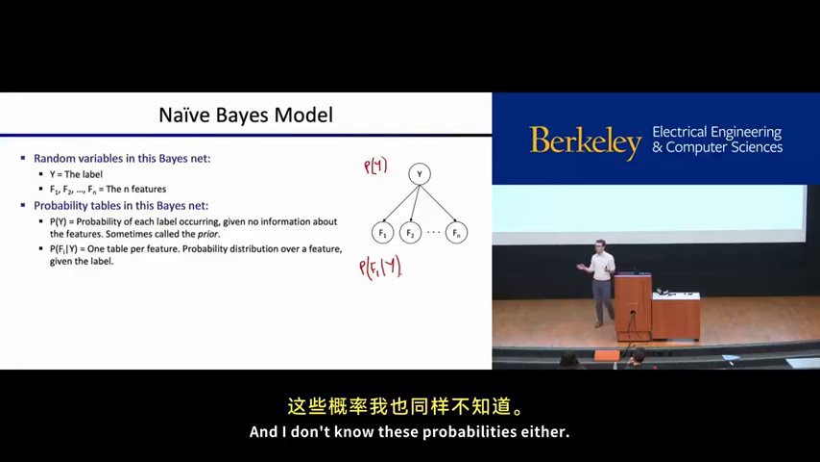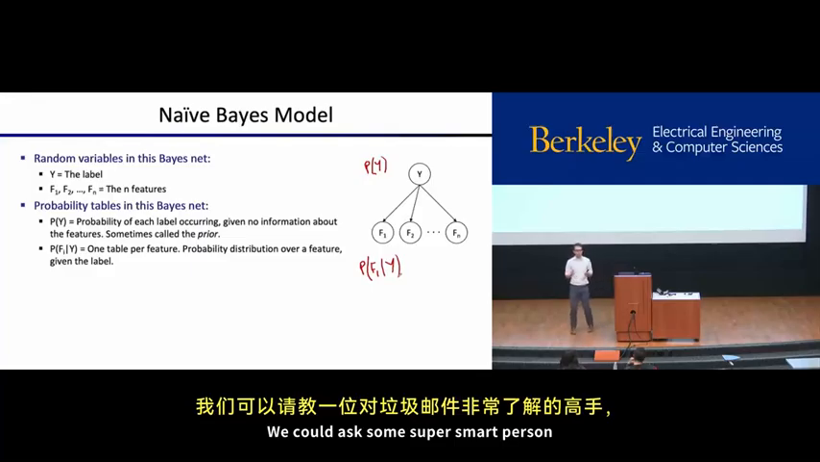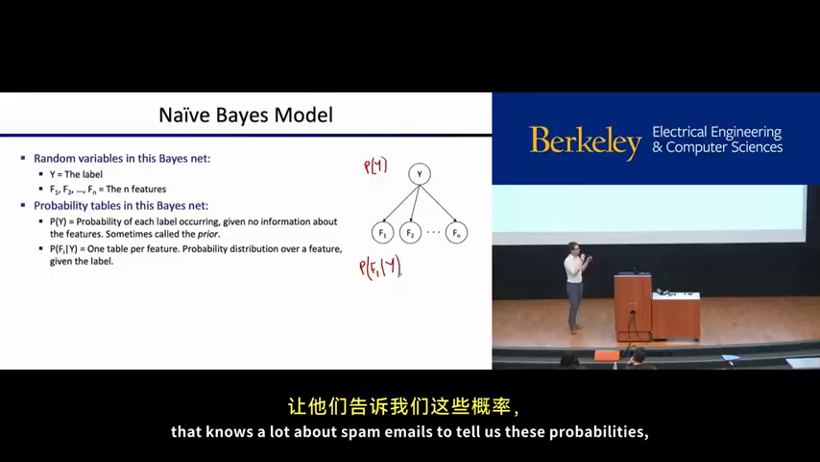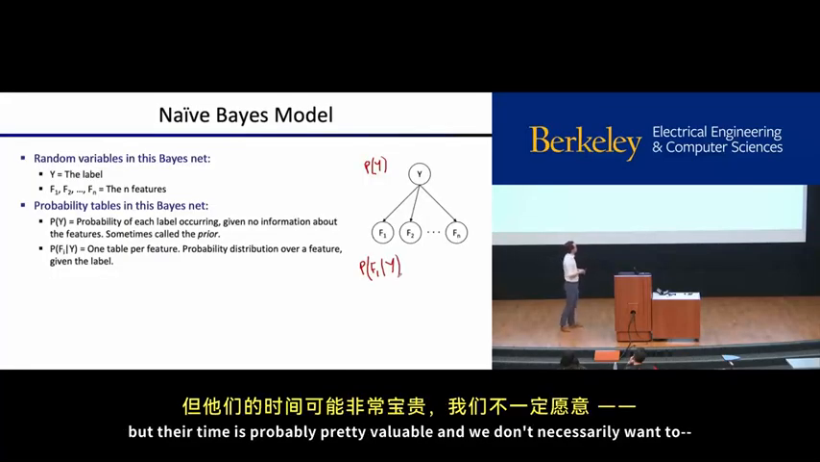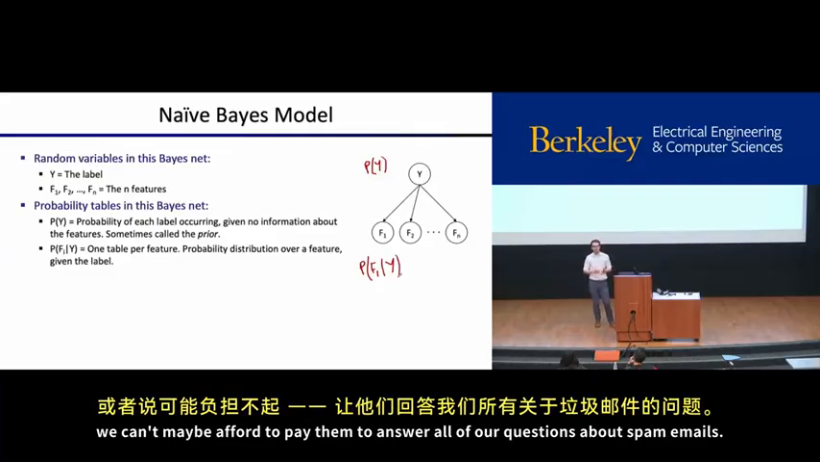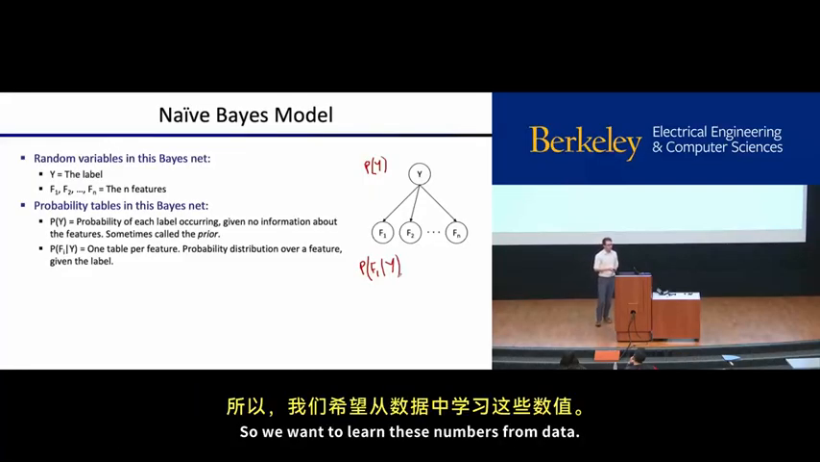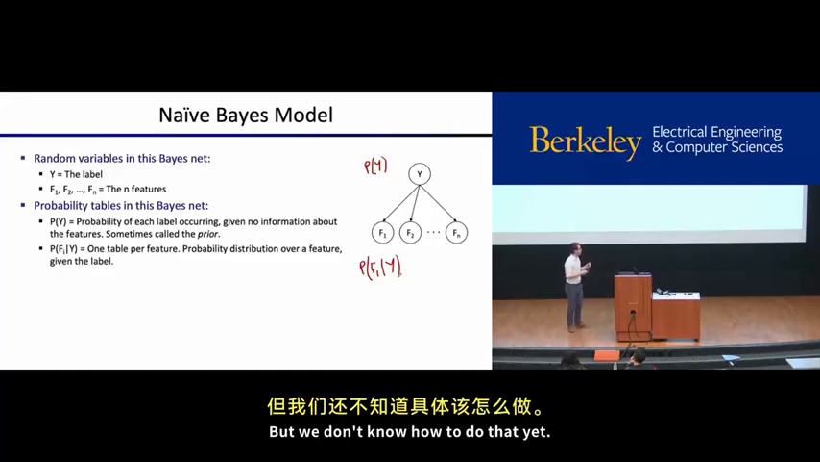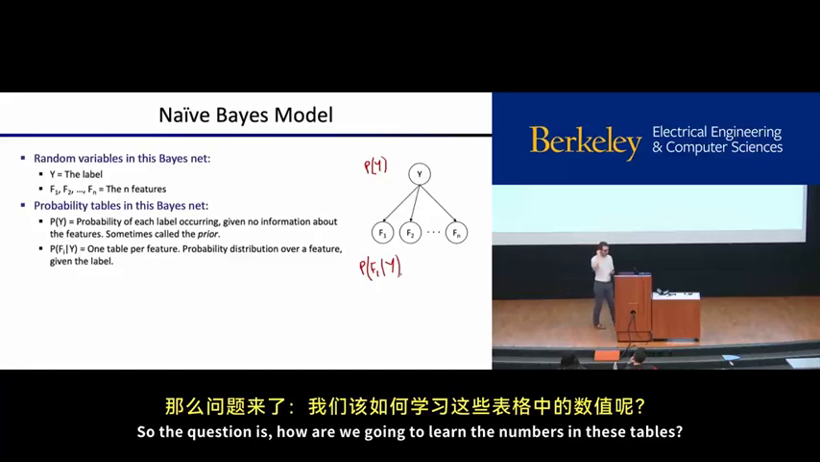And I don't know these probabilities either. We could ask some super smart person that knows a lot about spam emails to tell us these probabilities, but their time is probably pretty valuable, and we can't maybe afford to pay them to answer all of our questions about spam emails. So we want to learn these numbers from data, and we can do that, but we don't know how to do that yet. So the question is, how are we going to learn the numbers in these tables?